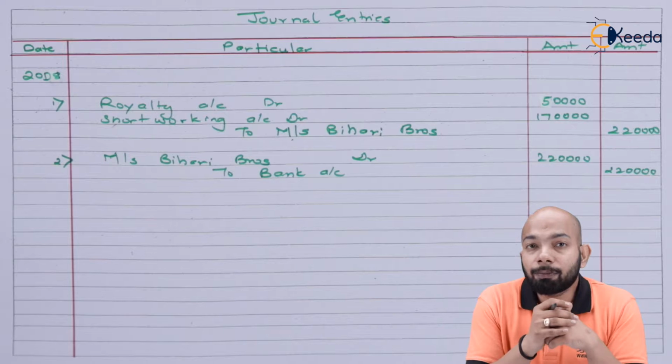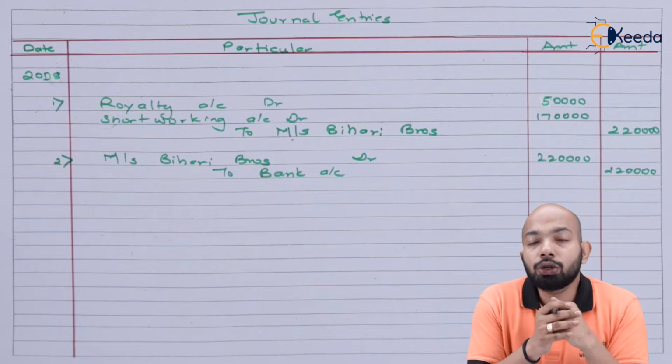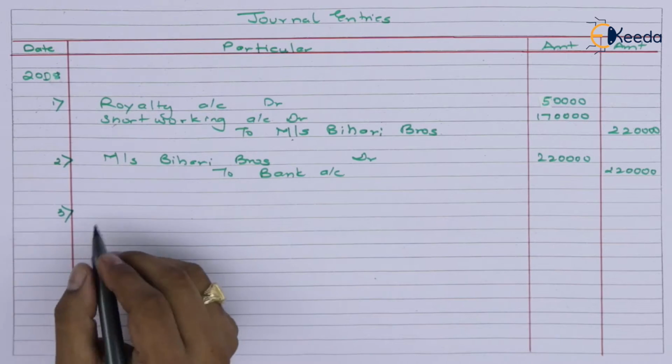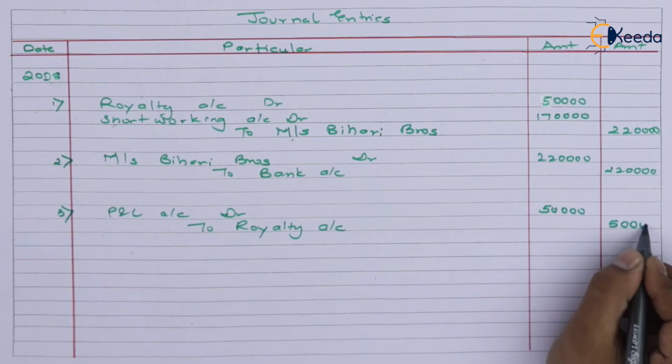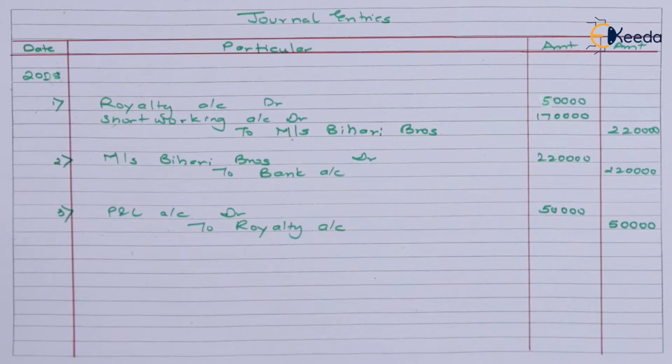So the next entry that we have passed here is the amount paid to the landlord. Now, the last entry that we have passed for the year 2008 is transfer of royalty to profit and loss account. That means profit and loss account debit to royalty account, which we have mentioned here. With this, 2008 entries have been completed.